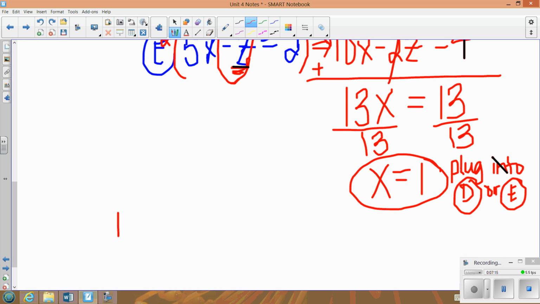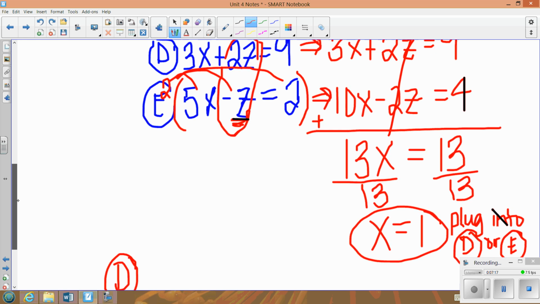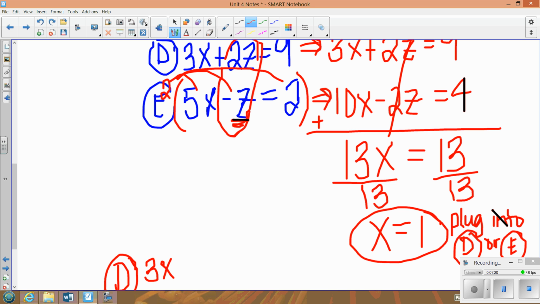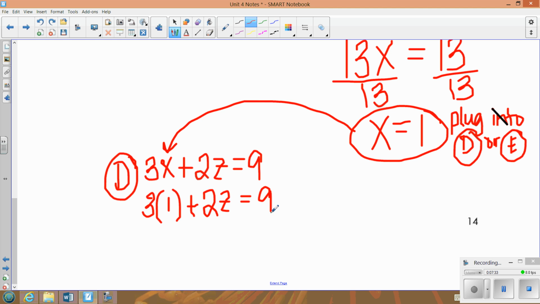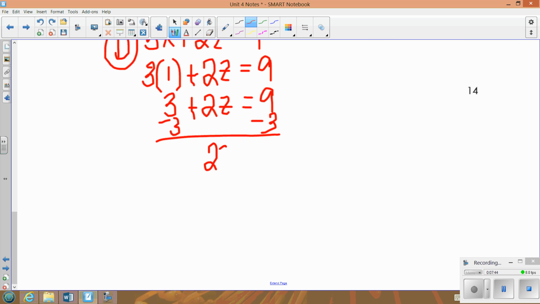So if I plug that into D, let me just copy down D first. So equation D is 3x plus 2z equals 9. So you're going to take that and plug it in. So I have 3 times 1 plus 2z equals 9. So I have 3 plus 2z equals 9. Subtract 3 from both sides. So we have 2z equals 6. Divide everything by 2. And you have z equals 3.